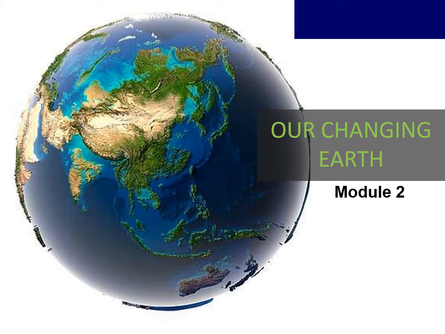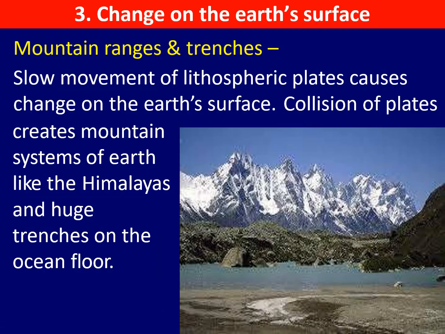So this is the second module of the chapter Our Changing Earth. In the first module, we had discussed endogenic forces, and we had also discussed volcano and tsunami. The third feature which is formed because of it is mountain ranges and trenches.